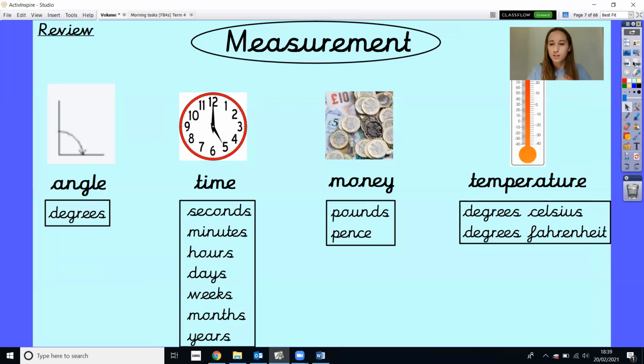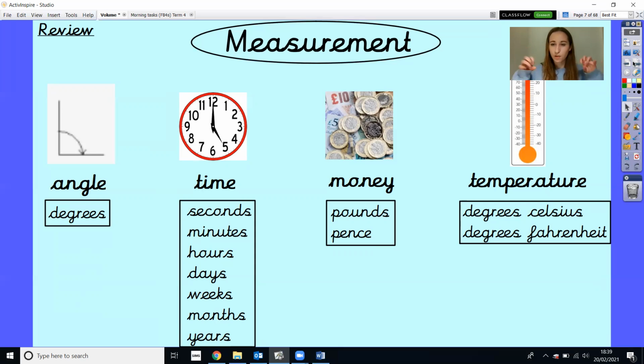And the last few I just put on here because they are ways of measuring things that you have done before, but they don't really fit with any of the others. So we've got angles, which is a measure of turn. So how far is something turned? We measure it in degrees. Time, which has lots of different ways of measuring: seconds, minutes, hours, days, weeks, months, years. You could keep going, decades. Whatever. So we will come on to time at some point. Money, obviously we measure in pounds and pence, and temperature, which we measure in degrees Celsius and degrees Fahrenheit.